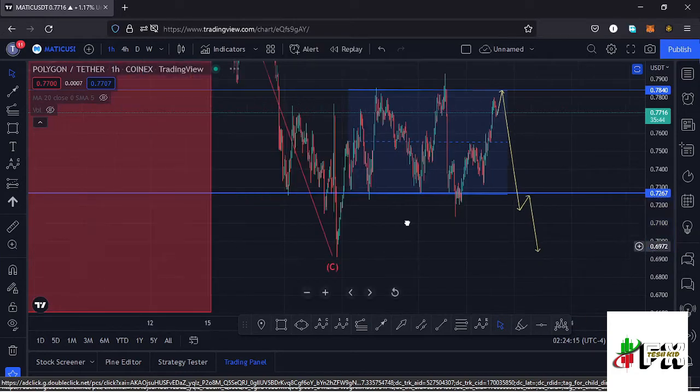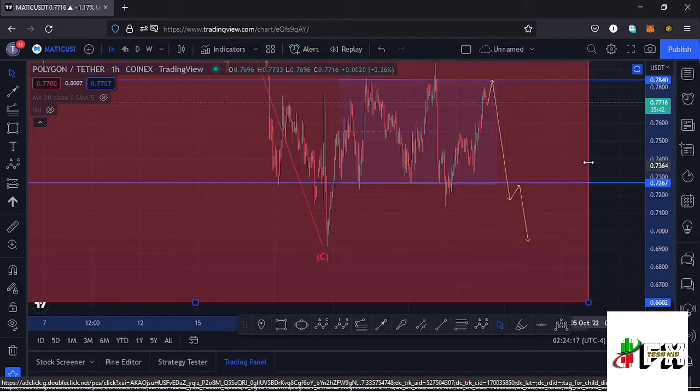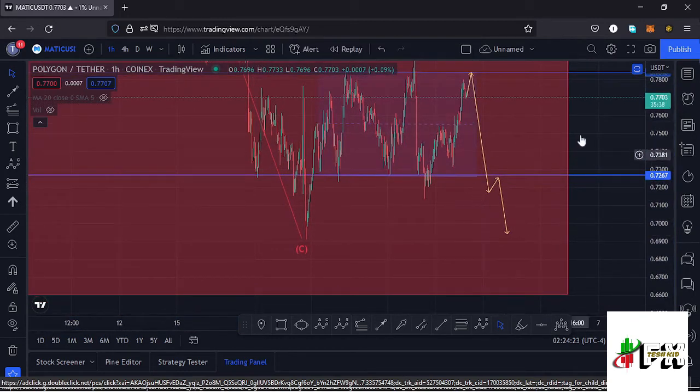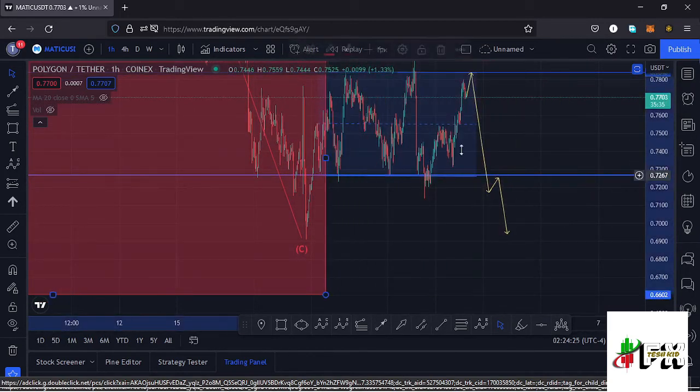And in case that happens, it's possible that we might fully maximize this red target area for the minimum retracement area for that fourth wave to the lower side. So let's be patient and see how that plays out.